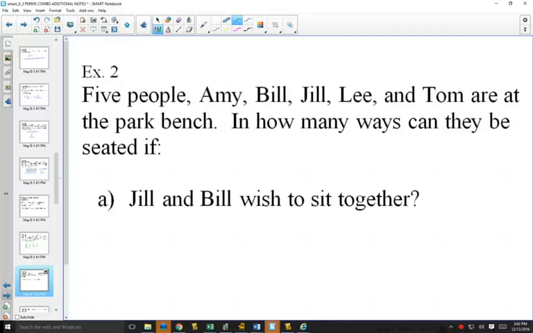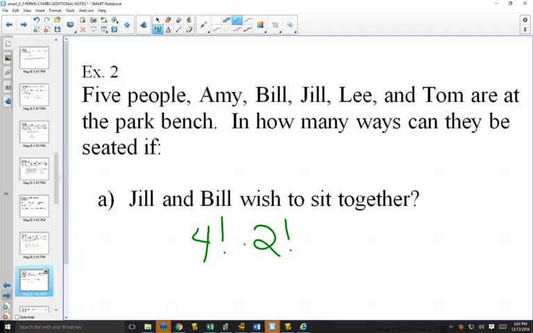So we've got the Jill Bill as one person, and 4 other people. So we could think of them as 4 people. How many ways could you arrange 4 people in a row? That would be 4 factorial. And then you would have to multiply by 2 factorial, because the Jill Bill monster might be Jill Bill or Bill Jill, right?